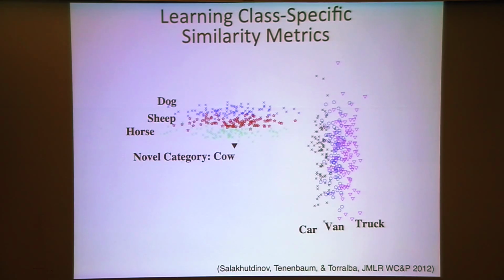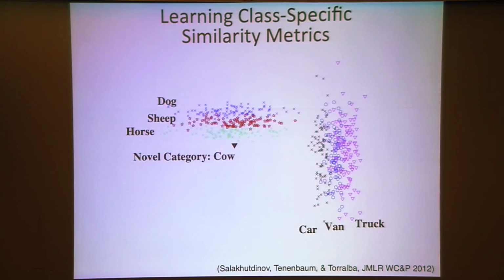So here's one way of doing that. You might say, well, suppose in some high-dimensional feature space, this is the representation that we learn. These are dogs, sheep, and horses. They vary a lot across the X dimension, but they don't vary much across the Y dimension, and same thing for cars.